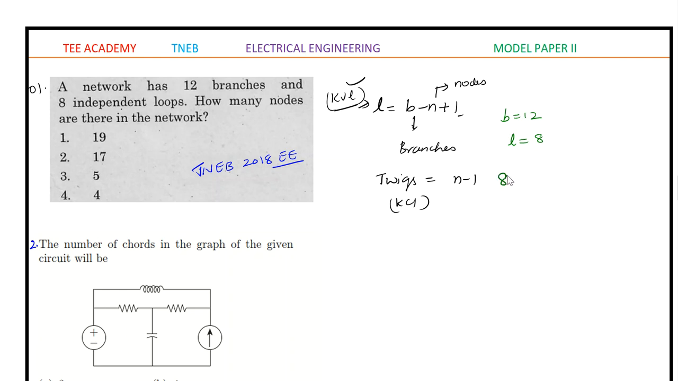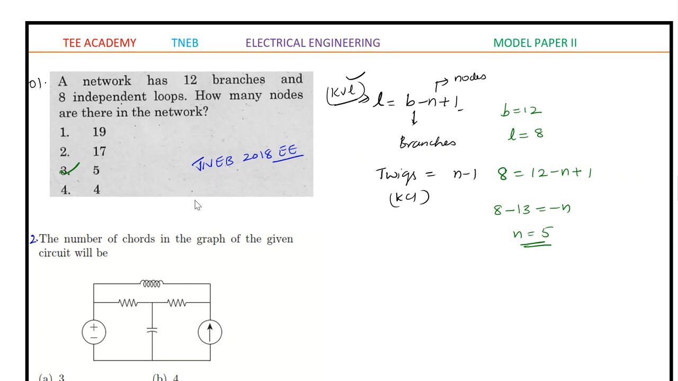So 8 is equal to 12 minus n plus 1. 12 plus 1 is 13. So 8 minus 13 is equal to minus n. So n is 5, which is the answer for this question. Likewise, we discussed this in the earlier videos. Now we'll move to the next question.